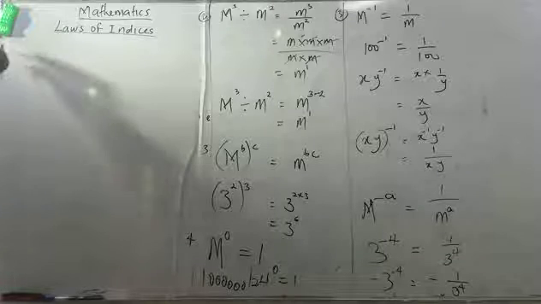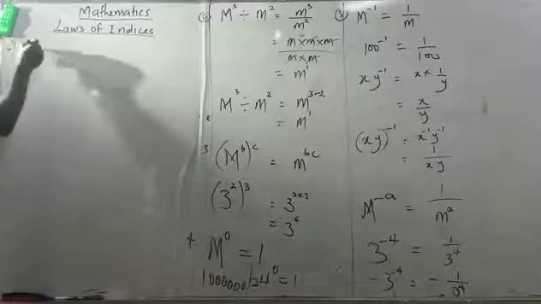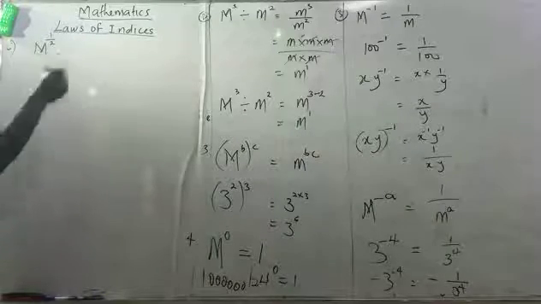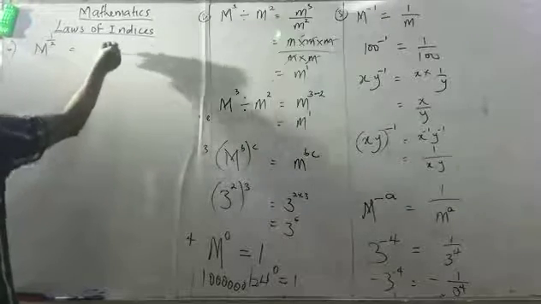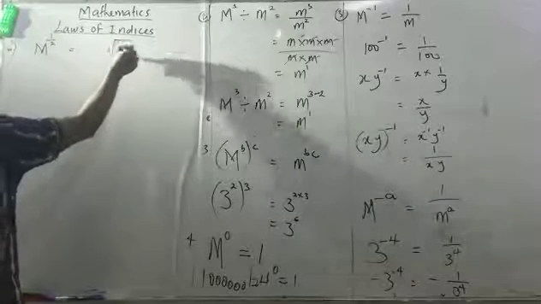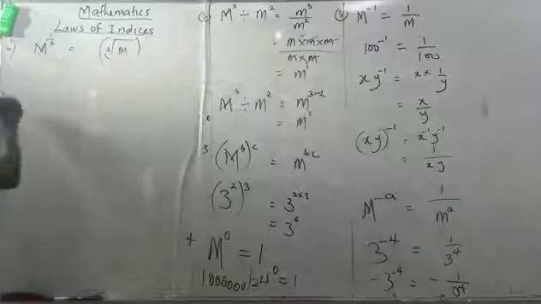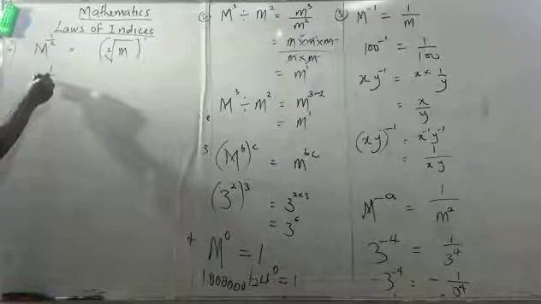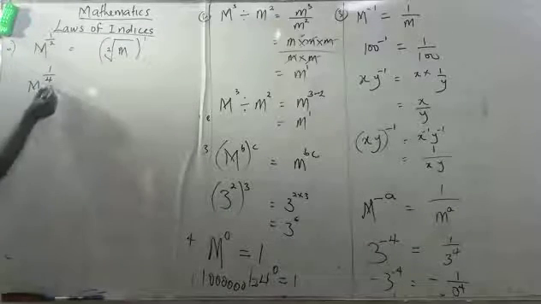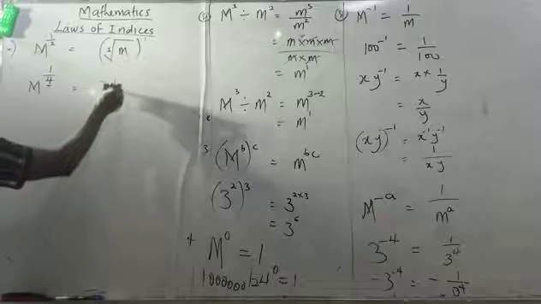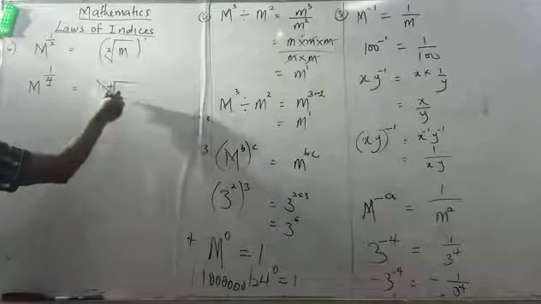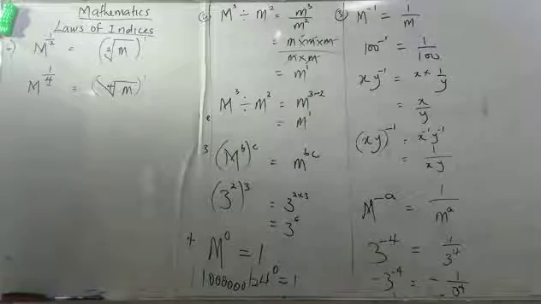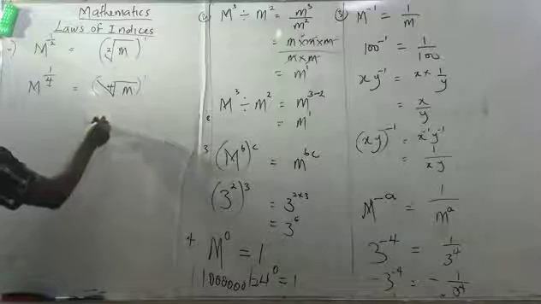Now, another one, which is going to be law 6. When I have m raised to power 1 all over 2, a fraction, it will be equal to the square root of m raised to power 1. For instance, if I have m raised to power 1 all over 4, can you see that this is my target? It will be equal to the fourth root of m raised to power 1.